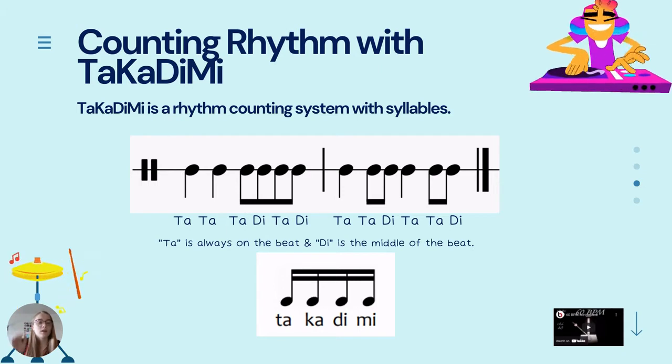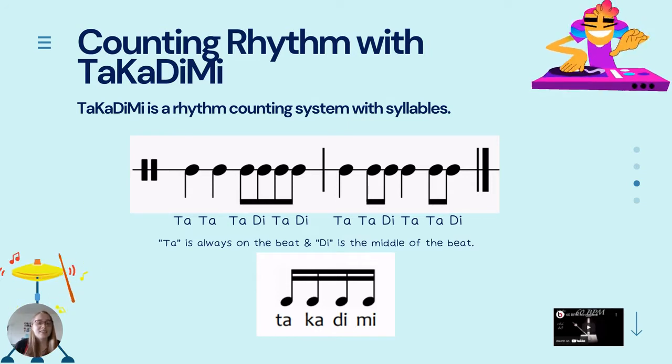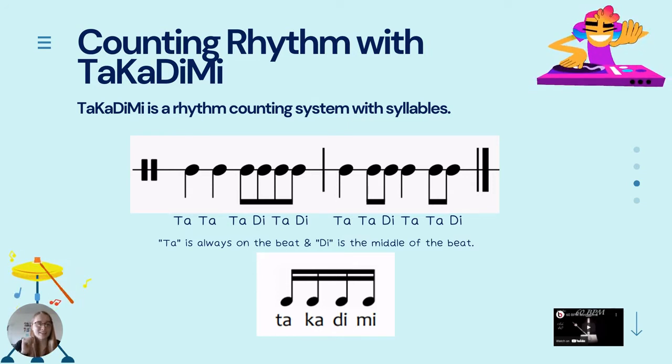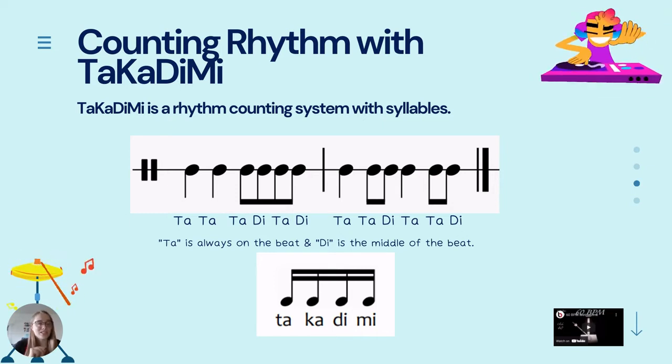3, 4. Ta, ta, ta-di, ta-di, ta, ta-di, ta, ta-di. Great. How did that go? All right. I'm going to give you 2 measures to try this out on your own. Here we go. 1, 2. Here we go. 1, 2, 3, 4. 1, 2, 3, 4.